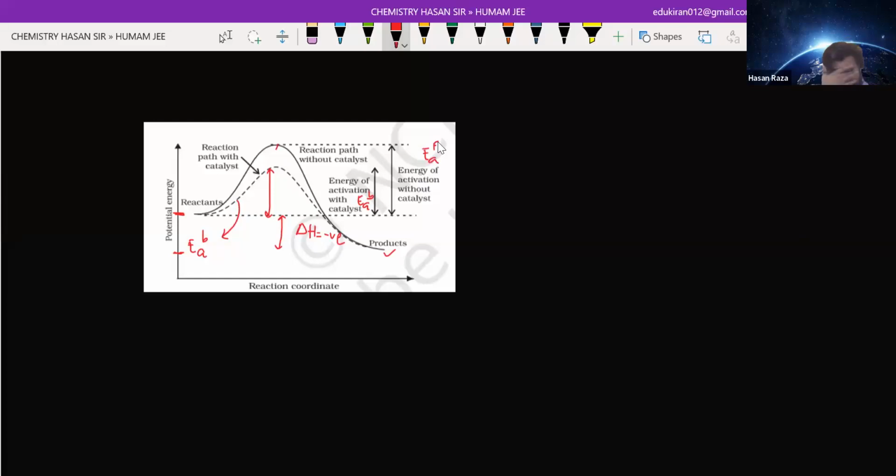Getting my point? Forward and backward I can write. Now, this is for exothermic process. This graph is especially for exothermic reaction because you know that energy releases. That means in exothermic process, product has lesser energy than reactant. That means a stable product you will get.